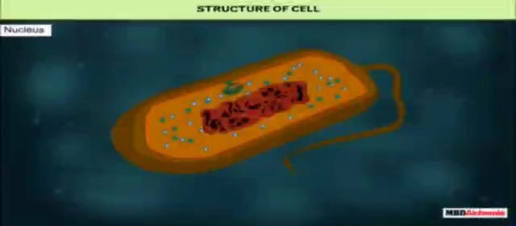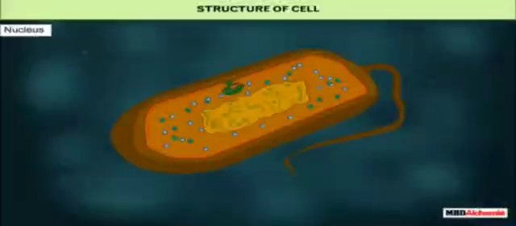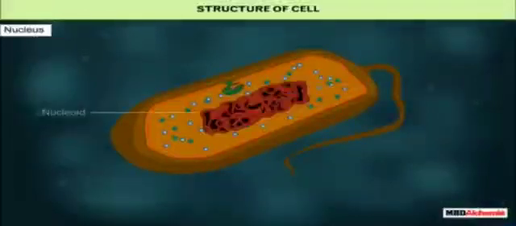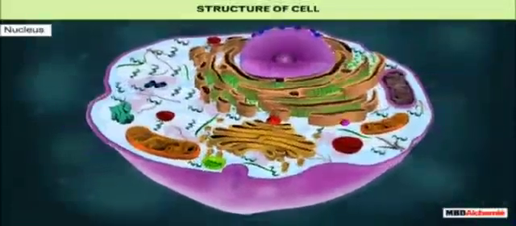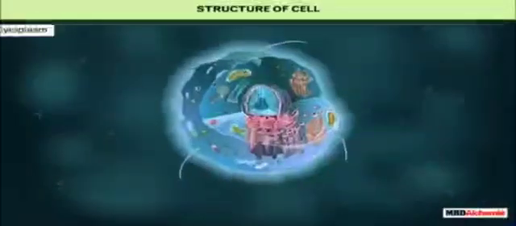In some organisms, called prokaryotes, the nuclear region is poorly defined due to the absence of a nuclear membrane. Such an undefined nuclear region containing only nucleic acid is called nucleoid. Organisms having cells with a nuclear membrane are called eukaryotes.